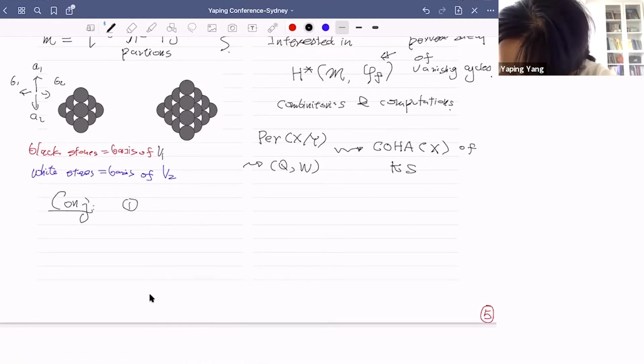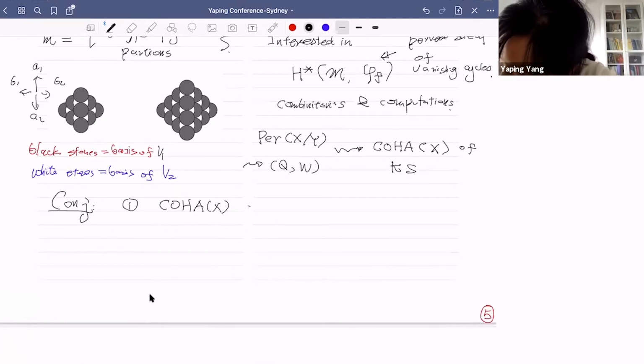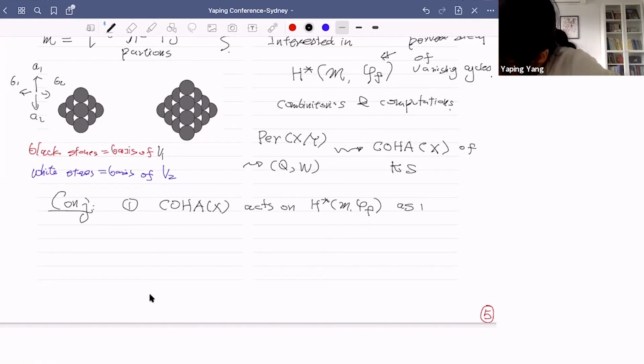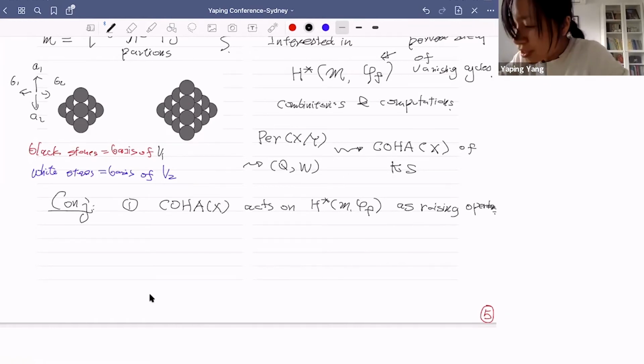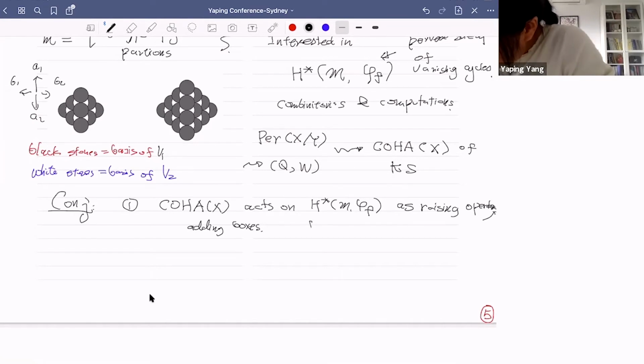So first of all, this COHA is an algebra. The COHA of X acts on the cohomology of the moduli space, and this action is by raising operators. In other words, if I look at those partitions, the boxes, this is adding boxes. This action is defined for any sheaf V and for any stability condition zeta.